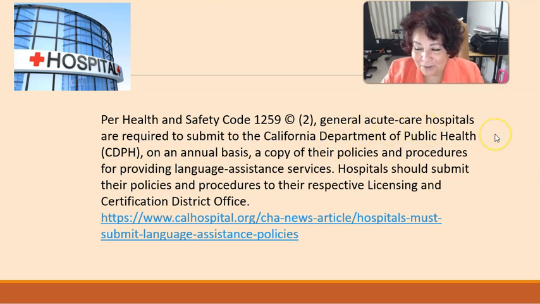General acute care hospitals, all our hospitals in California, are required to submit to the California Department of Public Health every year a copy of the policies and procedures that they follow for providing interpreting services to their patients. So this is kept on file with the Department of Public Health, and the Department of Public Health is very, very strict. I know because I was launching a healthcare program pathway at one of the schools where I work, and they mean business, so hospitals do comply with this.